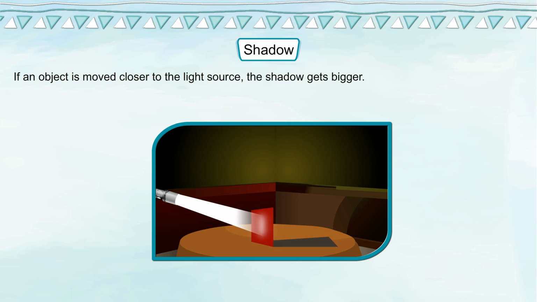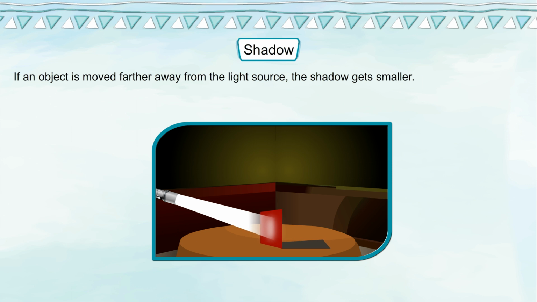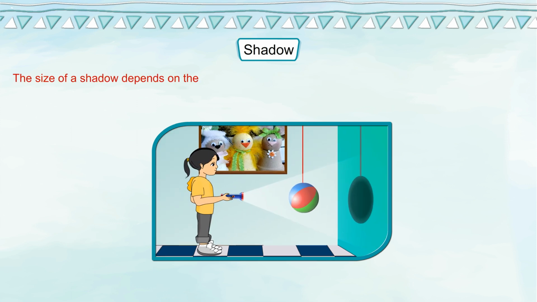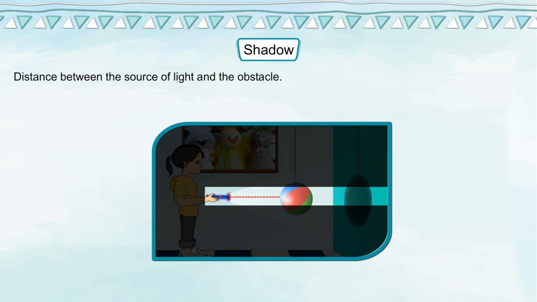If an object is moved closer to the light source, the shadow gets bigger. If an object is moved farther away from the light source, the shadow gets smaller. The size of a shadow depends on the distance between the source of light and the obstacle, and the distance between the obstacle and the surface on which the shadow falls.